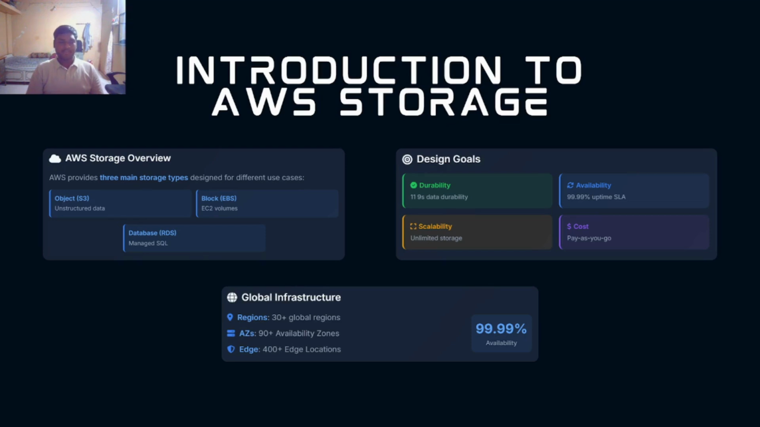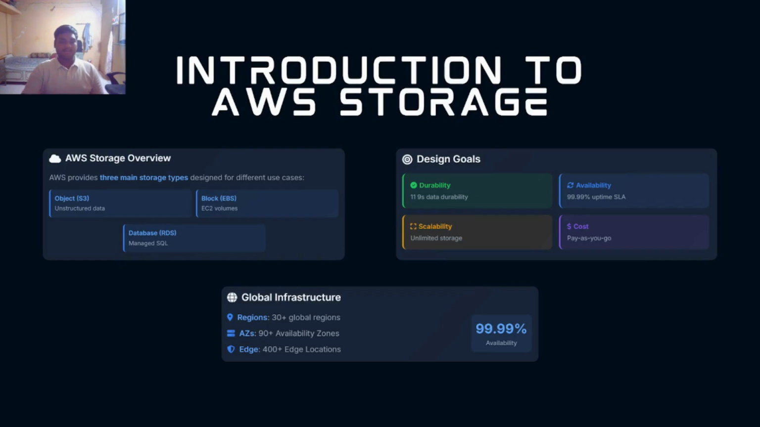First is durability. It means how safely the data is stored. AWS provides 99.999999999% durability, which is very high compared to other tools. Data is stored in multiple locations to prevent data loss. It ensures long-term data safety.